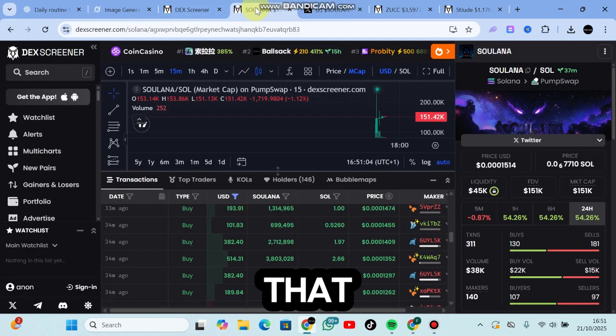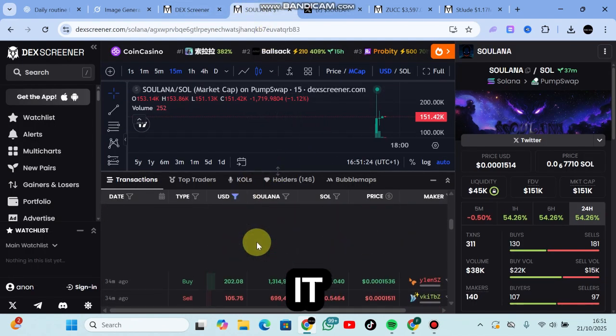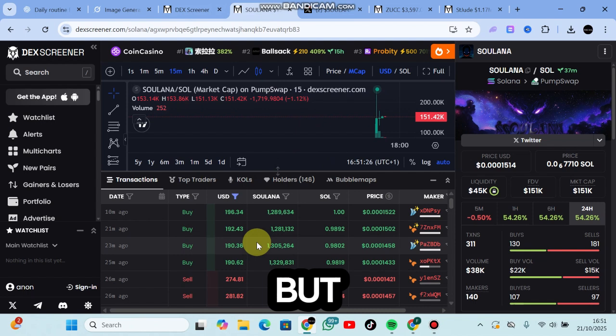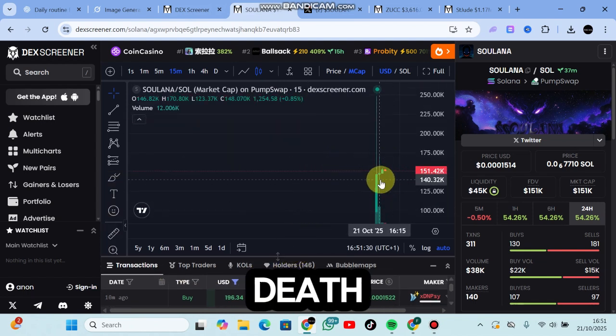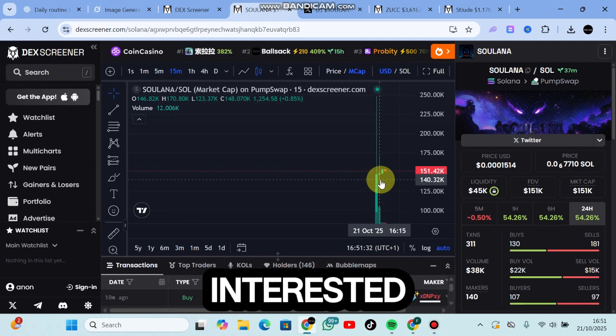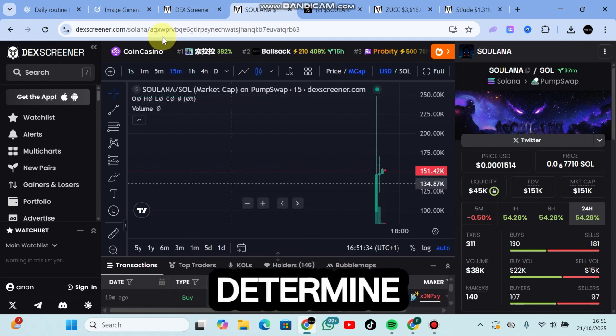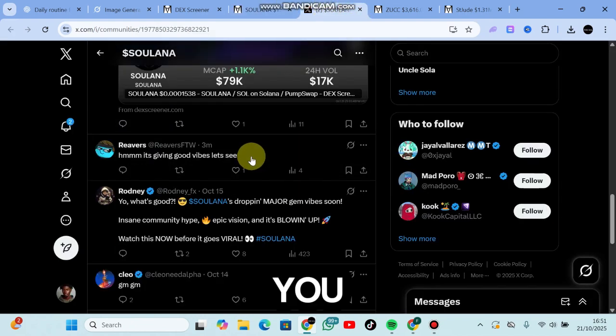So the thing is that as long as I caught the coin early, it might do well again. But it depends on the dev you get. If the dev promotes the coin, people are interested in it. That's what is going to determine if the coin is going to do really very well.